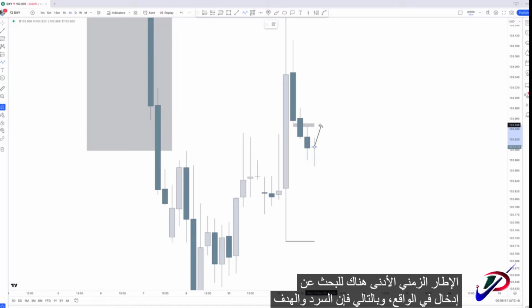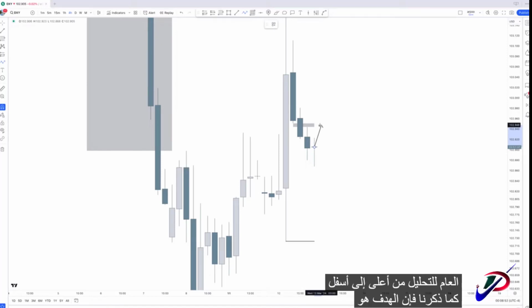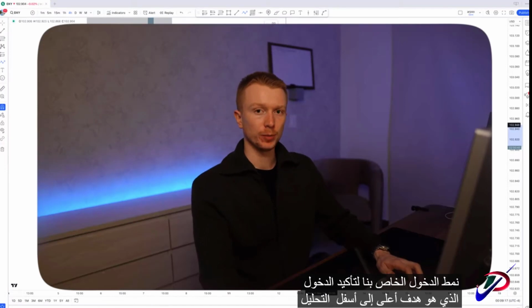So the narrative and the overall goal of the top-down analysis, like we mentioned, is to find the PD array that will push price lower or higher. In that PD array, that is the boundary for our entry pattern. So once we reach that PD array, we want to look in that PD array again for our entry pattern, for our entry confirmation. That is the goal of a top-down analysis.